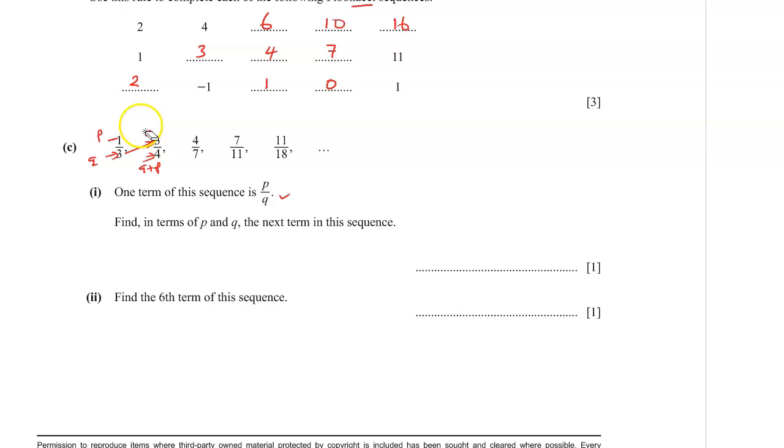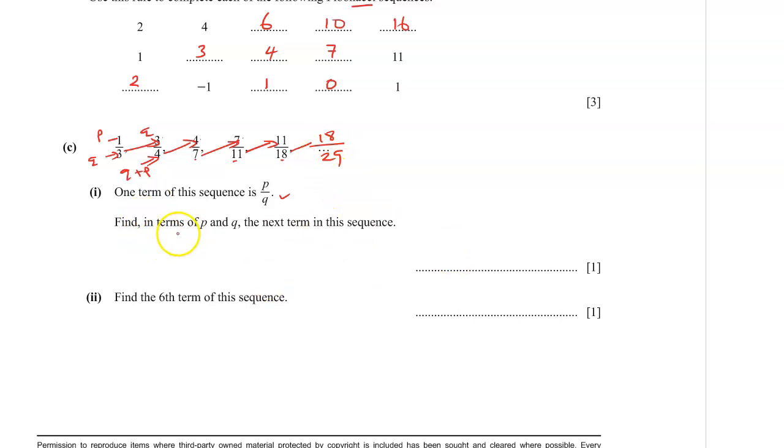This is Q. And the 4 is 1 plus 3, P plus Q. So this 4 here is Q plus P. So 3 plus 4 gives you 7. 7 is there. 4 plus 7 gives you 11. 11 is there. This is 7 plus 11 gives you 18. Therefore, this one here is 18. And 11 plus 18 gives you 29.